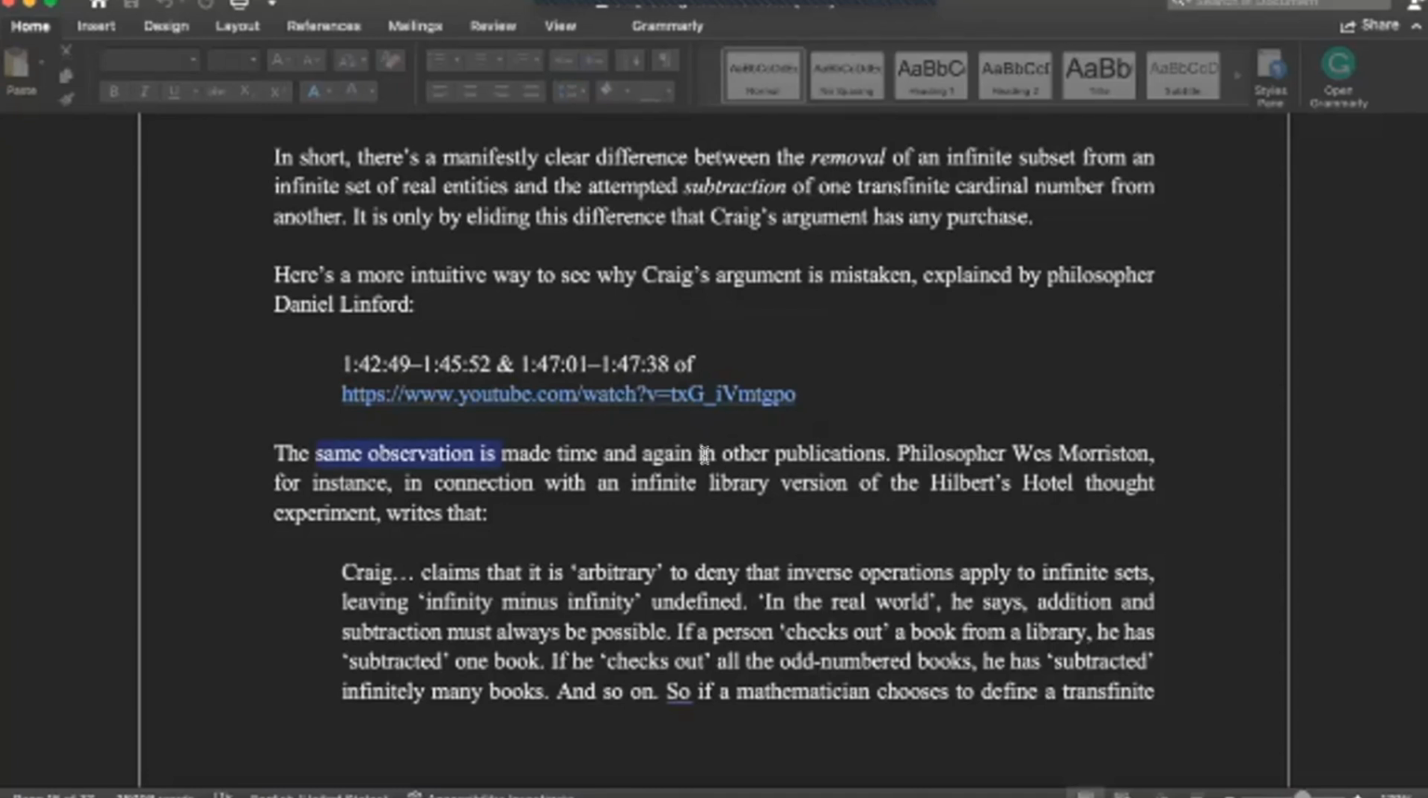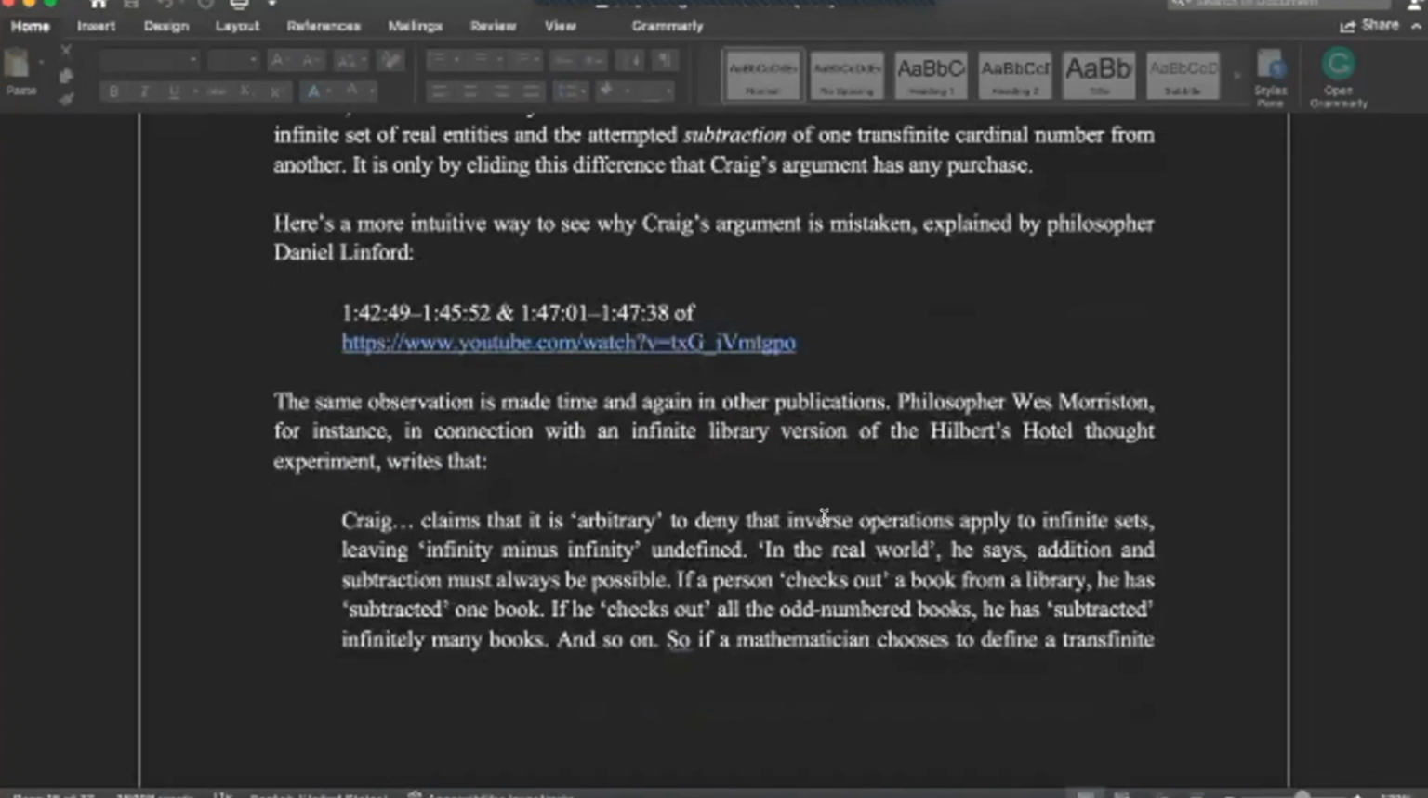Interestingly, also, the same observation is made time and again in other publications, right? Philosopher Wes Morriston, for instance, in connection with an infinite library version of the Hilbert's Hotel thought experiment, writes that Craig claims that it is "arbitrary" to deny that inverse operations apply to infinite sets, leaving infinity minus infinity undefined. In the real world, he says, addition and subtraction must always be possible. If a person checks out a book from the library, he has "subtracted" one book. If he checks out all the odd-numbered books, he has "subtracted" infinitely many books, and so on.